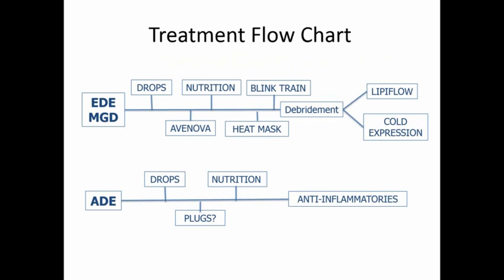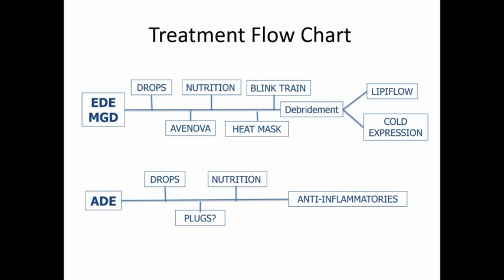This is a flow chart that I use, and it changes from time to time. I have decreased the number of drops I use by probably at least 50%. I'll talk about nutrition. I'll talk about Avenova. Blink training is important. Debridement of Marx's line, or that mucocutaneous junction, is important. Heat mask is helpful. And we'll talk about getting to the bifurcation, or the fork in the road, when patients have significant obstruction that needs to be cleared.